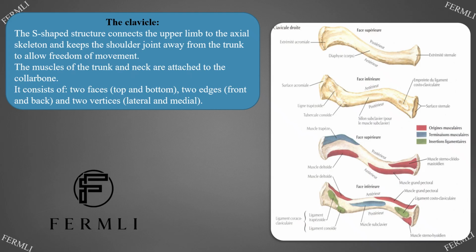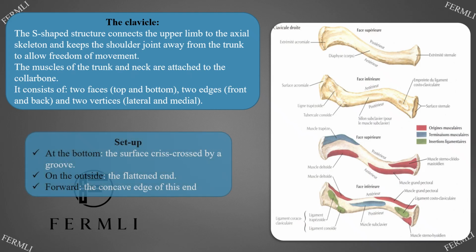The clavicle, the S-shaped structure, connects the upper limb to the axial skeleton and keeps the shoulder joint away from the trunk to allow freedom of movement. The muscles of the trunk and neck are attached to the collarbone. It consists of 2 faces, top and bottom, 2 edges, front and back, and 2 ends, lateral and medial. Set up at the bottom, the surface crisscrossed by a groove. On the outside, the flattened end. Forward, the concave edge of this end.